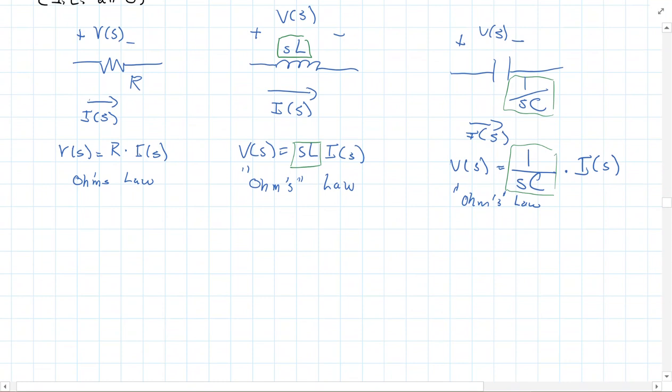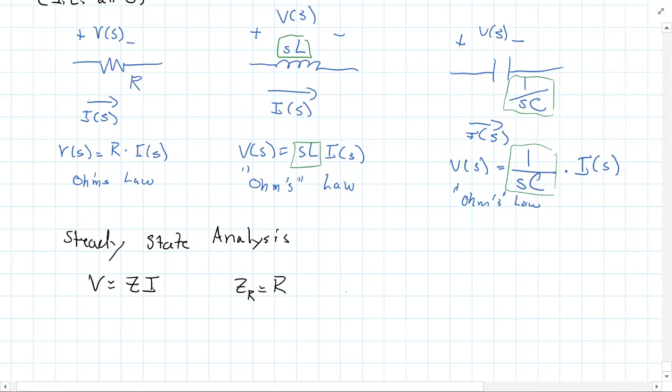But it gets even better than that, because okay, we have more formulas to memorize. No, we don't. We really don't. Because this should look familiar, referring back to steady state analysis, we had V is equal to Z times I, where if it was a resistor, that was just equal to R. If it was an inductor, it was equal to j omega L. And if it was a capacitor, technically, when we first derived it, it was equal to 1 over j omega C, which we then typically wrote as minus j over omega C.